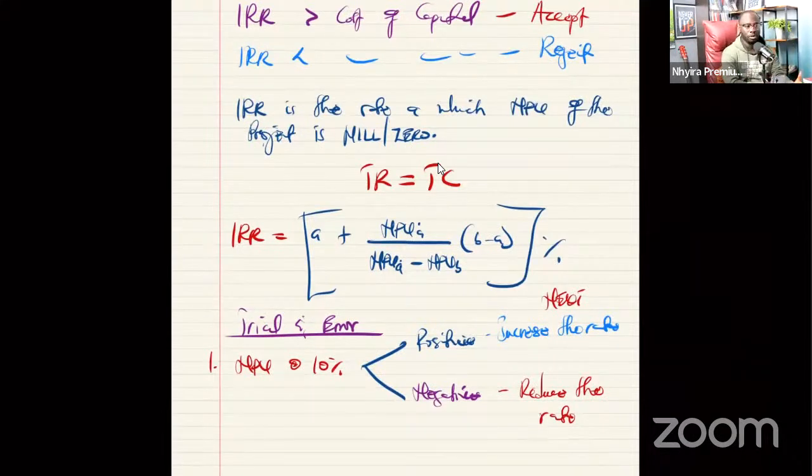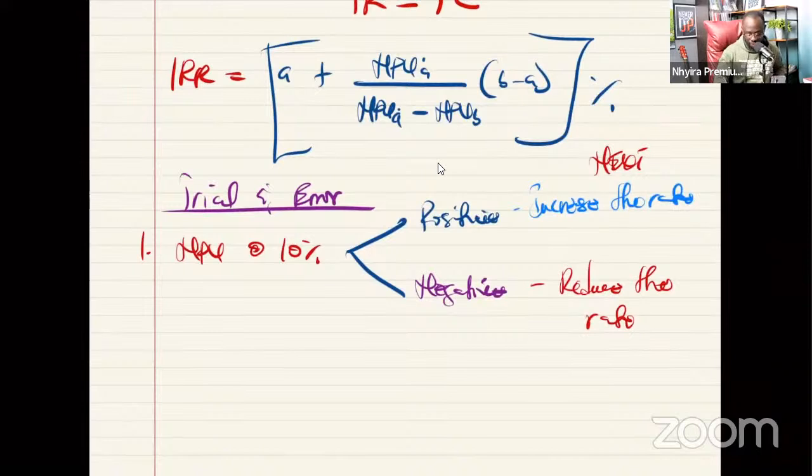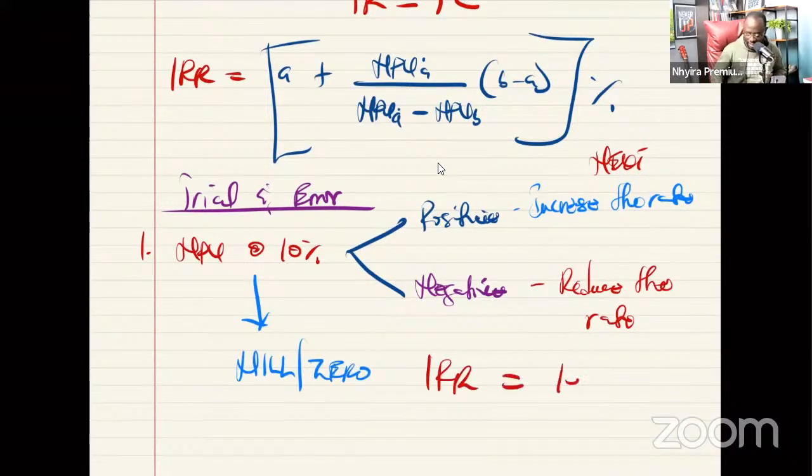So in the exam hall, you're going to go with trial and error and start with 10%. Now, if it happens that you do that 10% for the first time and the NPV of the project is zero or nil, then you end there. It simply means that the IRR, that is the internal rate of return, is 10%. It's rare for you to get that scenario, but it could happen.